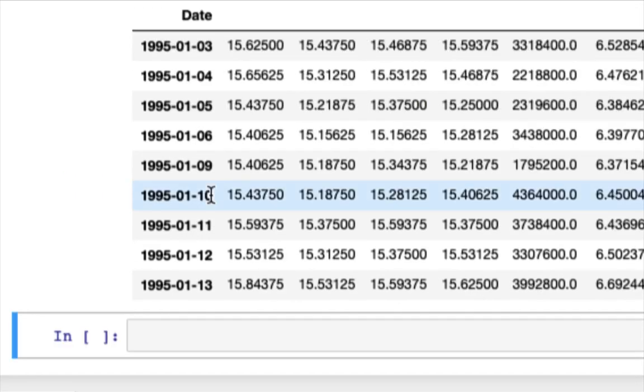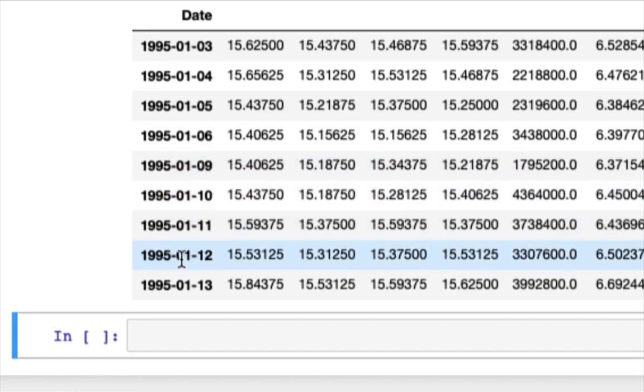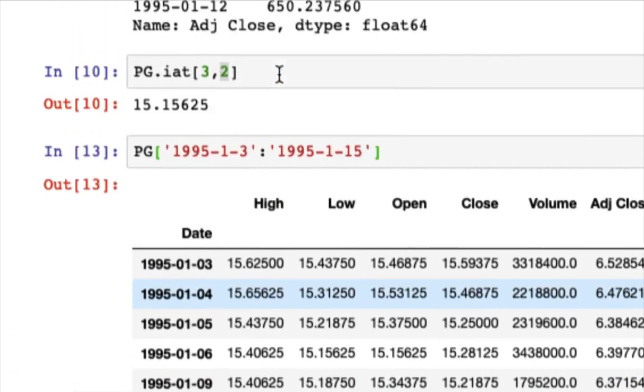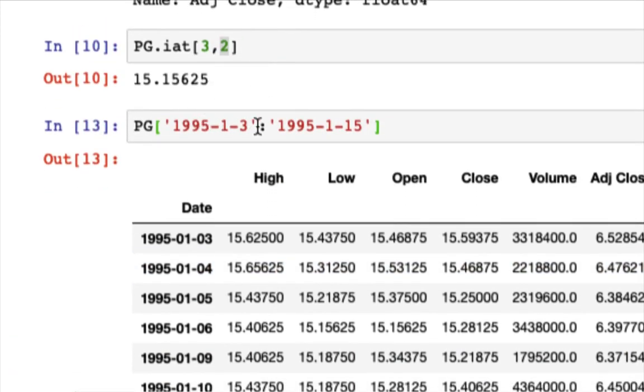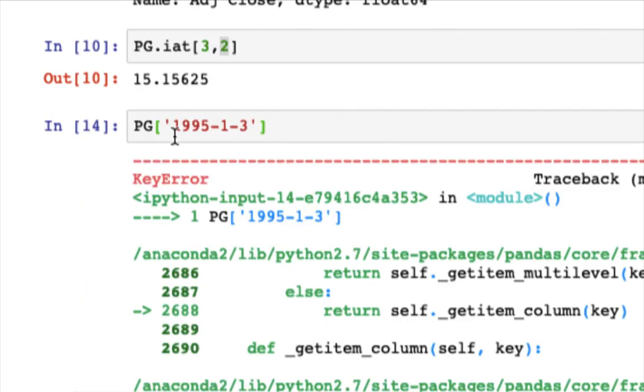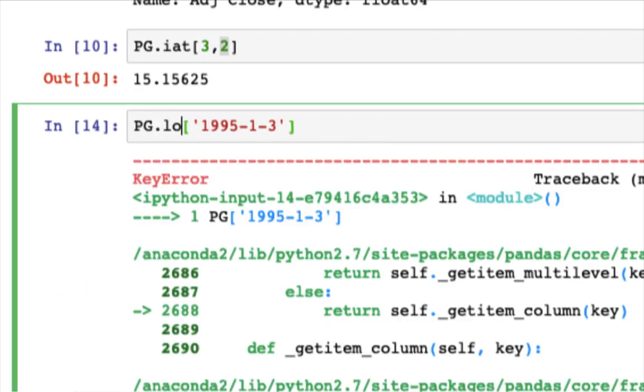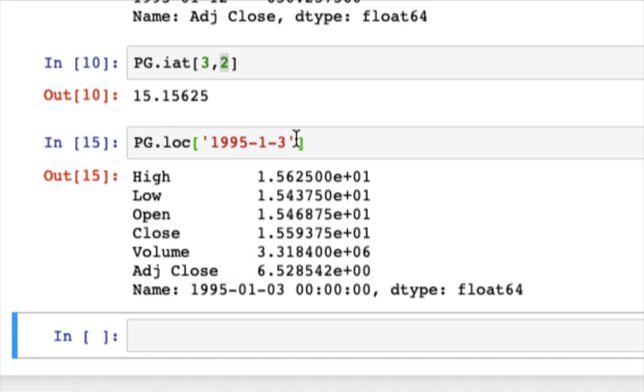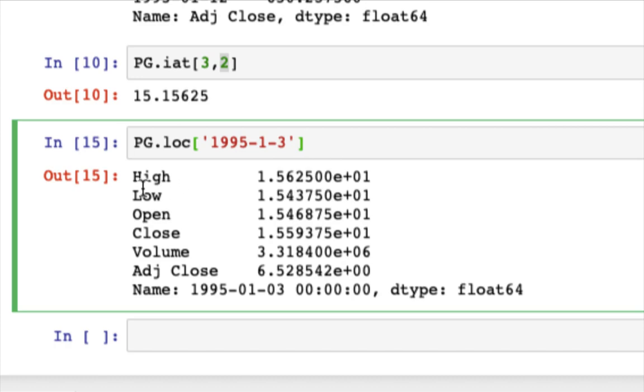Okay, sorry, the dot wasn't there. And what if you want only one date? If you want only one date, for a mysterious reason, it doesn't work. You have to use the .loc. It means local. This works. And if you want only one column, well, the usual trick, a dot close.